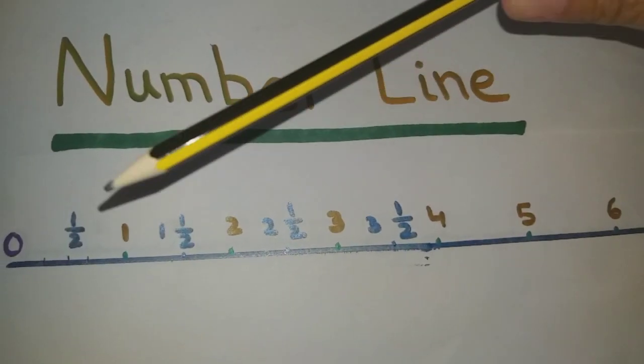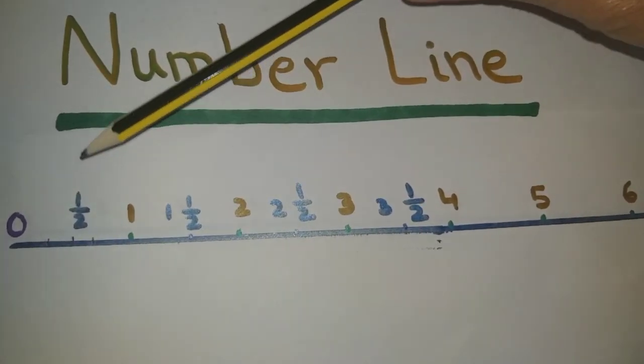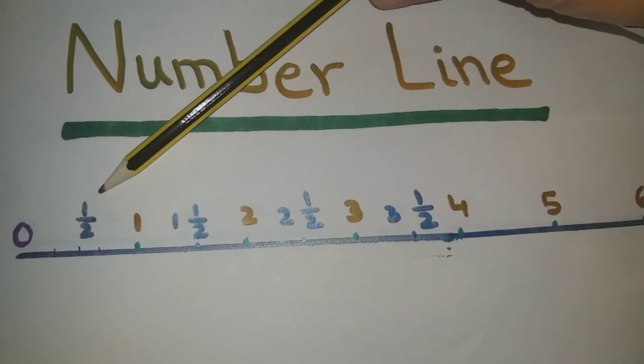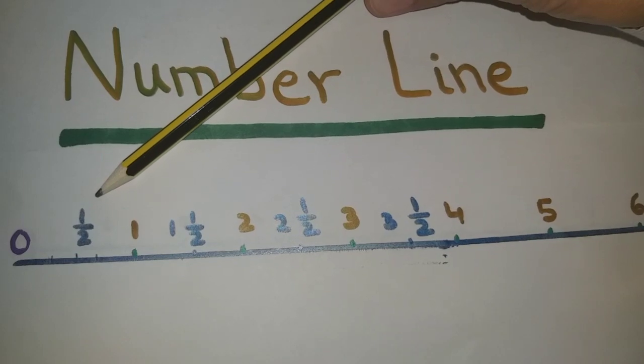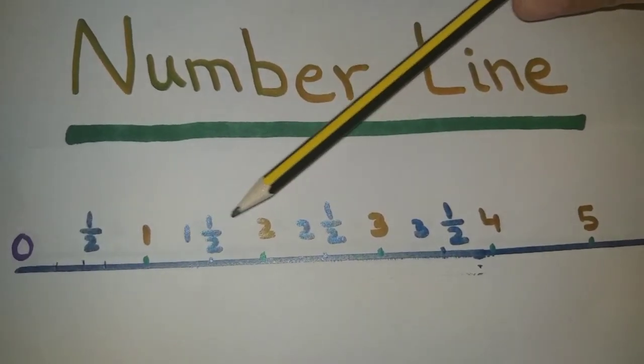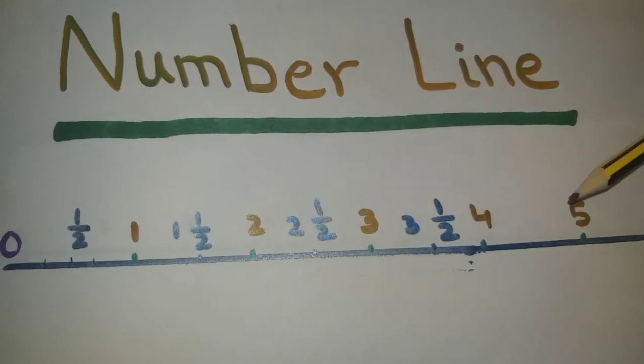On the number line, when we move from 0 to the right, we get positive numbers. Like the first one on this number line is half, 1 divided by 2, then 1, then 1 and a half, 2, 2 and a half, and so on.